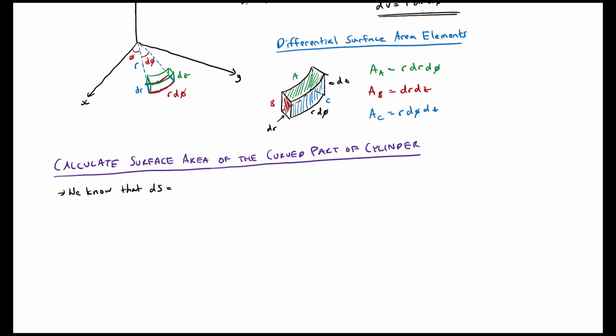Now that we have a little bit more information, we can choose which of the differential surface area elements we want to use. So the curved part, as we can see from this diagram, has to be the blue part, C. So we're going to use ds is equal to r d phi dz.